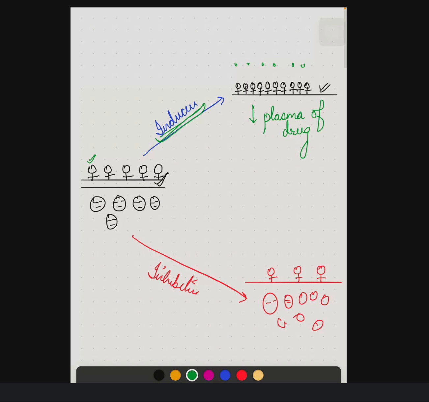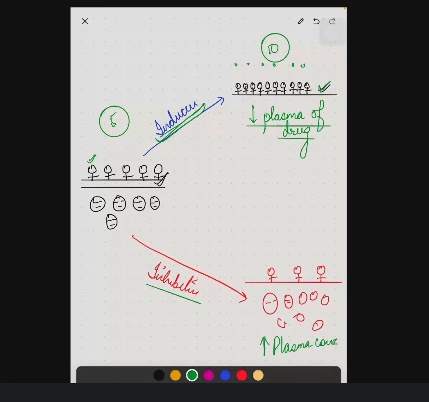So here in a normal state, they were metabolizing 5 molecules, and as there are more soldiers available here, they will metabolize 10 molecules, and the effective plasma concentration of the drug would be less. And on the other hand, when there are inhibitors in the blood, they are going to increase the plasma concentration because there are less cytochrome P450 to neutralize the drug compound.